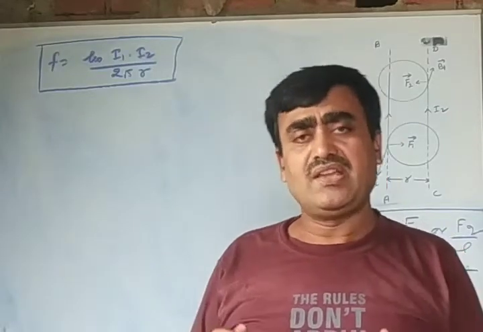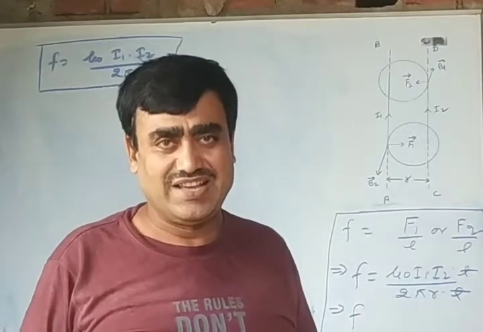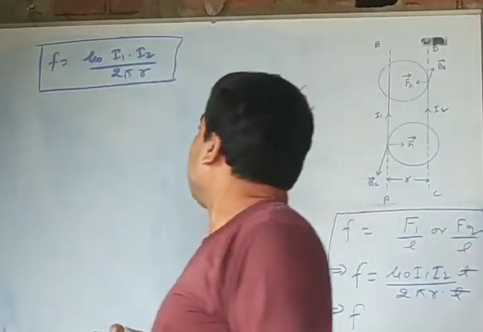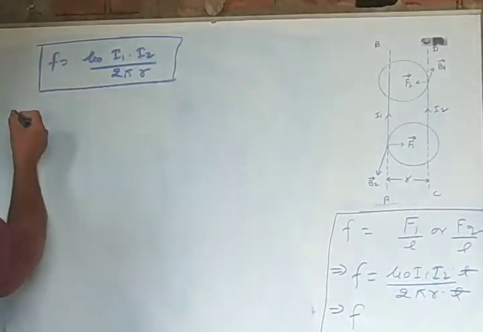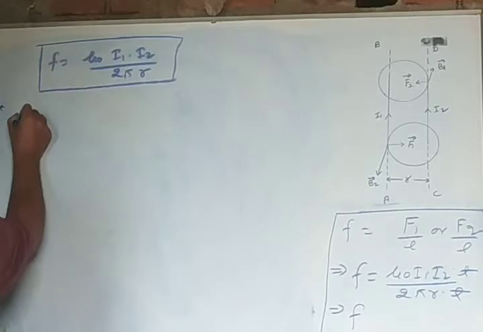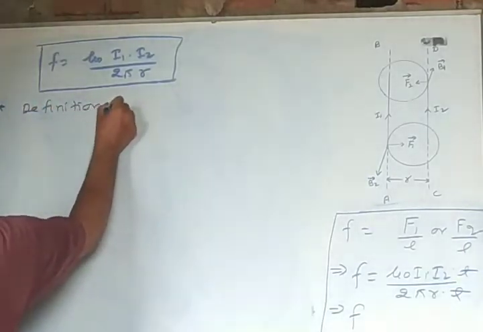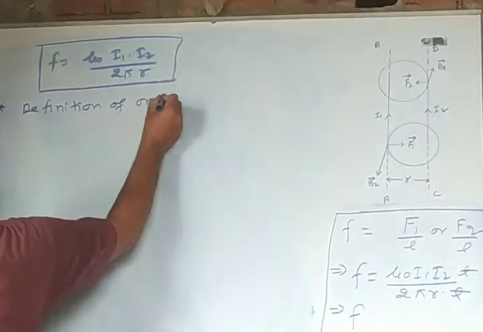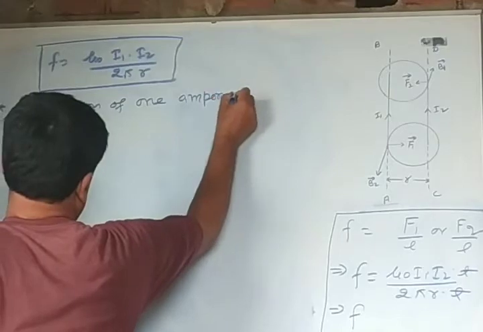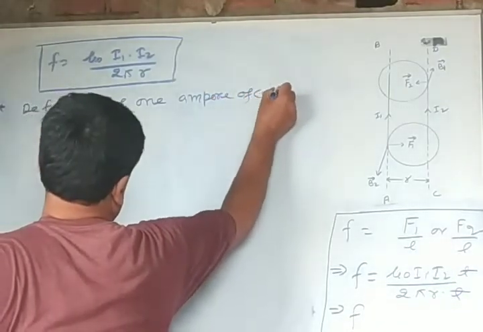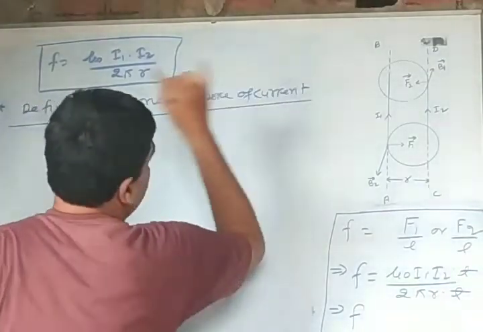Can you tell me what is the SI unit of current? Yeah, ampere. Okay, definition of 1 ampere of current.